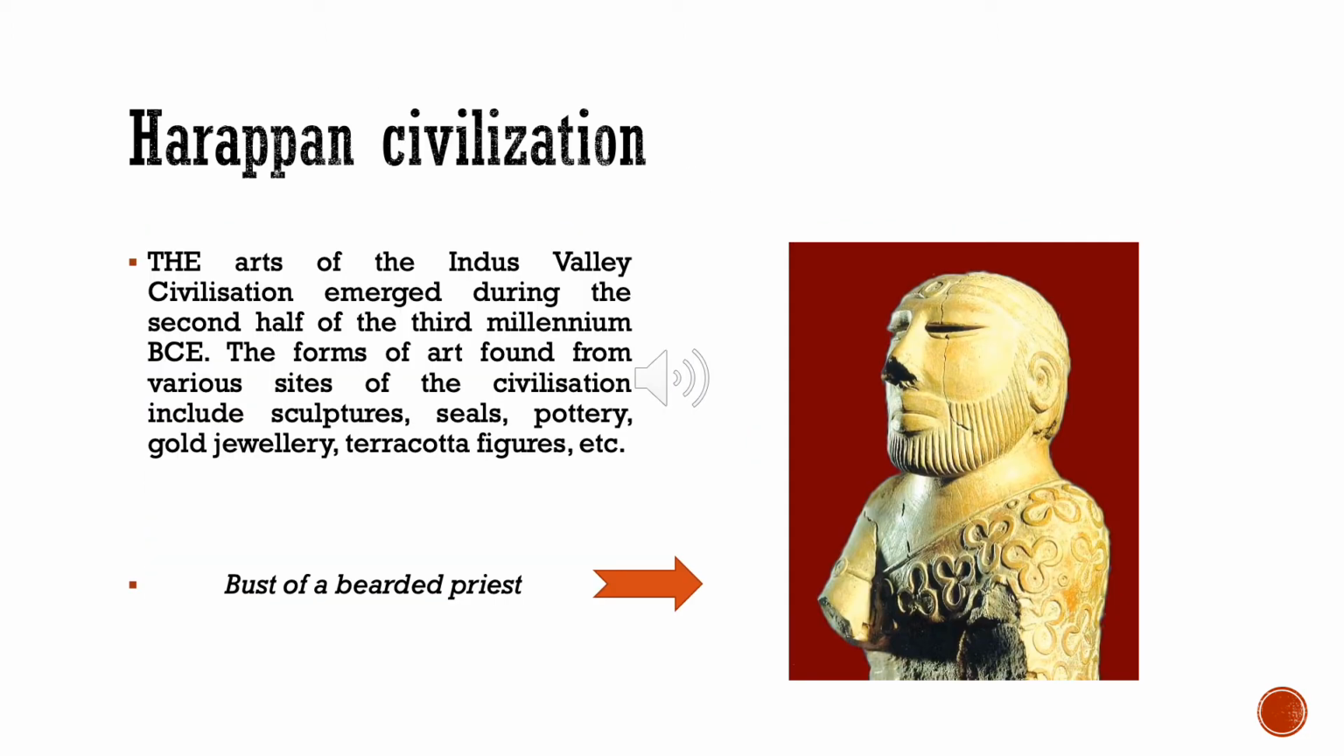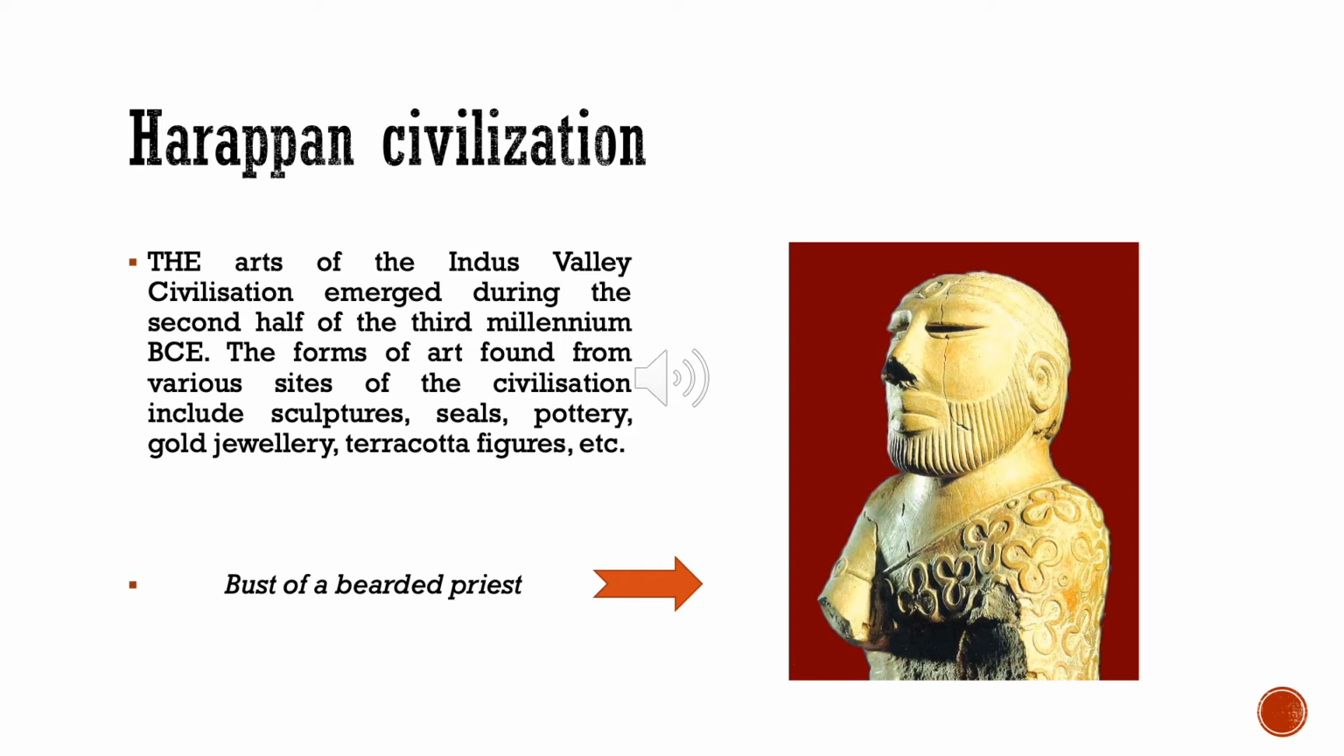And the next topic is Harappan civilization. The art of the Indus Valley civilization or the Harappan civilization emerged during the second half of the 3rd millennium BCE. There are numerous and various forms of art found from the different sites across India and Pakistan, and the different varieties of art forms practiced by the Indus people include sculptures, seals, pottery, gold jewelry, terracotta, stone figures, etc.